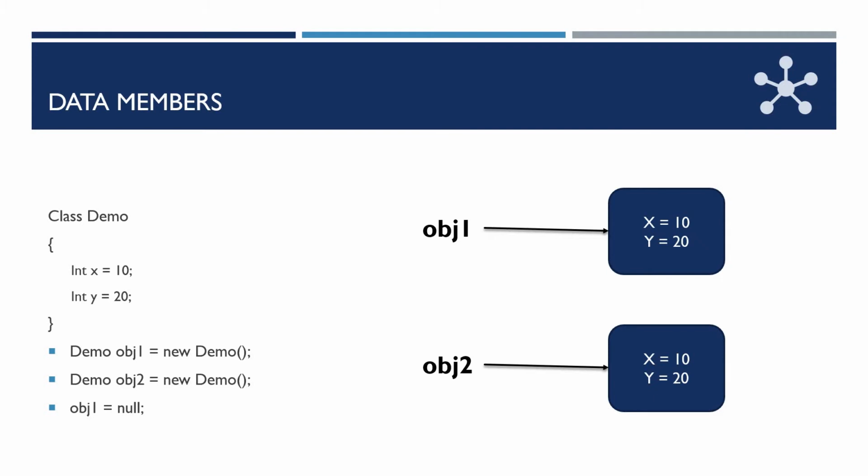Then here I am trying to assign a null value to obj1. So what happens if we assign null to a class object? Here obj1 is pointing to a memory location. If you assign null, that reference will be killed, nullified. So now obj1 is assigned null, and this particular memory is not pointed to by any object. So now we can call this memory garbage. The garbage collector will clean this up.